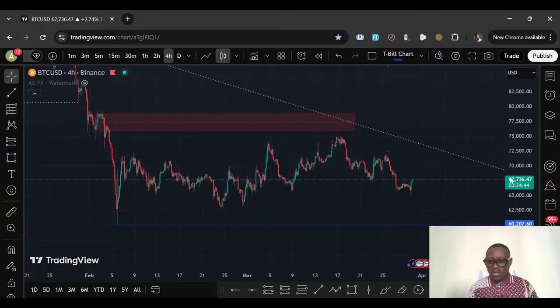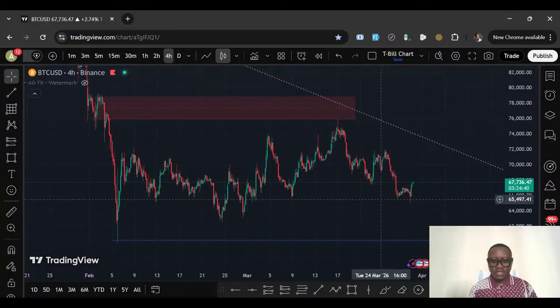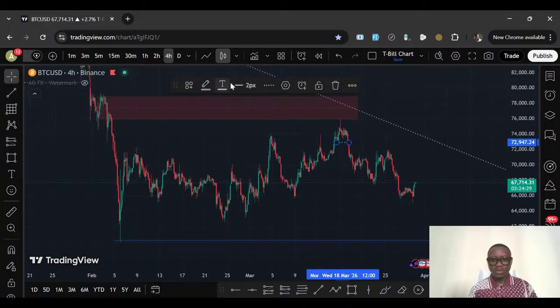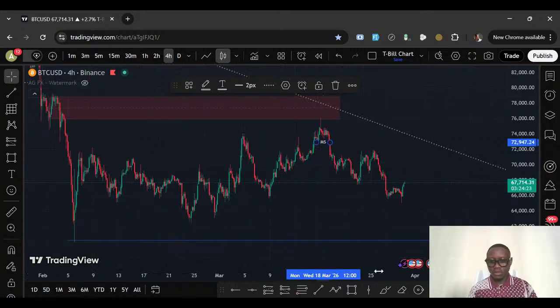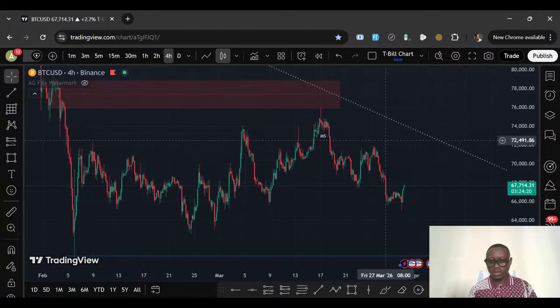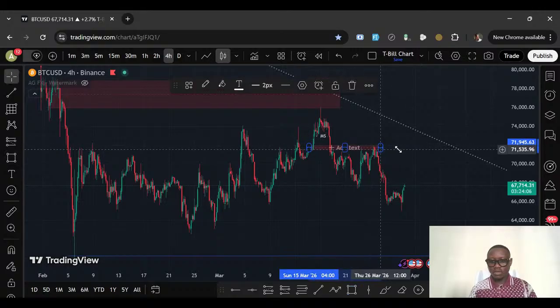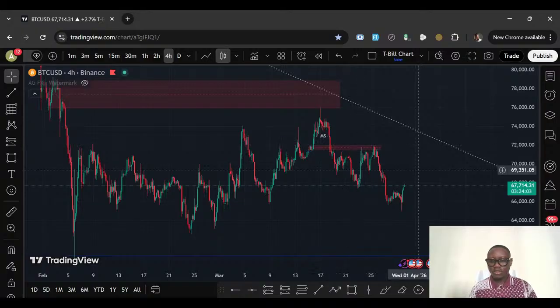On the 4H time frame, we have this internal market shift right here. Price tapped into this. Price is already reacting at this inducement, at this breaker block. Price is already reacting at this breaker block.